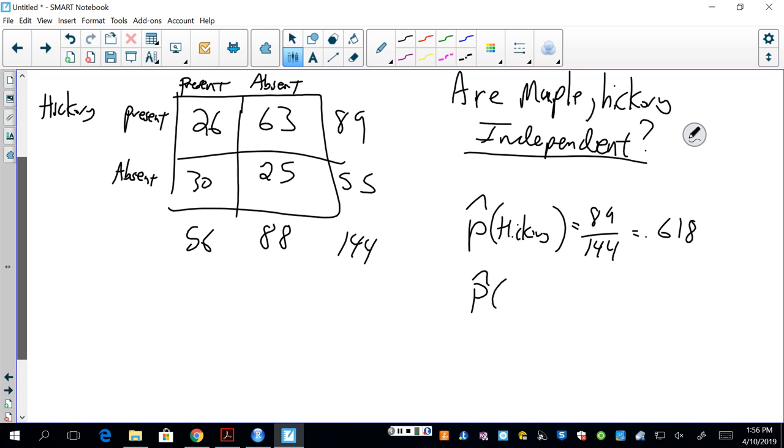The chance that the maples are present by themselves. I'm looking on this margin, that was the maple one. 56 of them had maple trees, so 0.389. Those are not 1 minus each other. It's not like a trade-off. They're close to 1 minus, but they're not 1 minus. They're just the rate of hickory or the rate of that. But that doesn't really say if they're dependent. You might want to report that anyway.